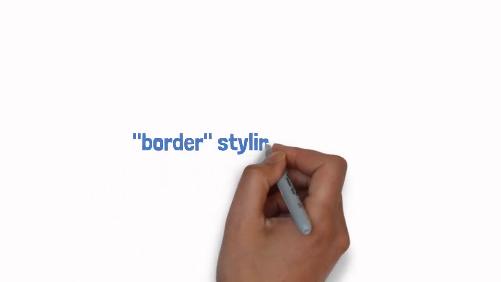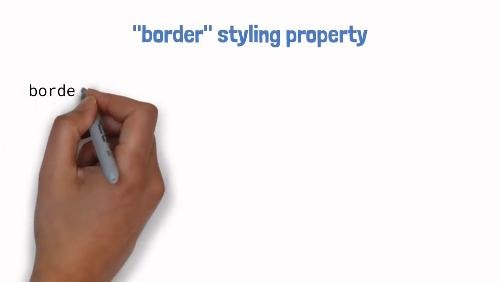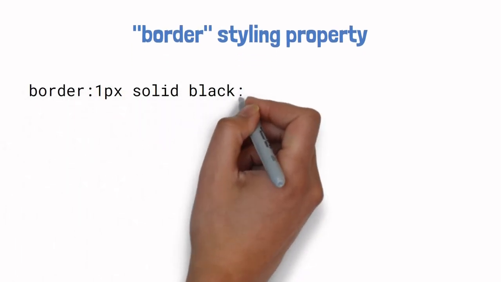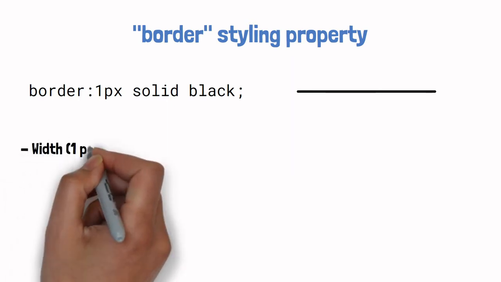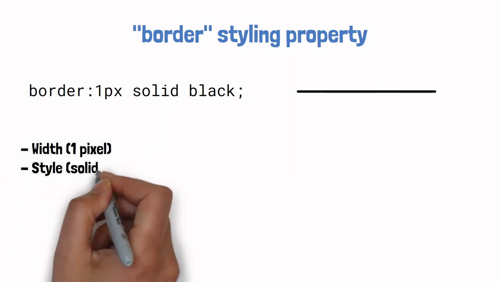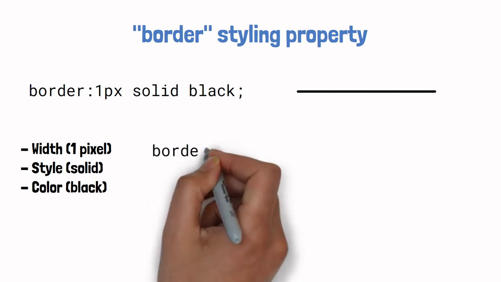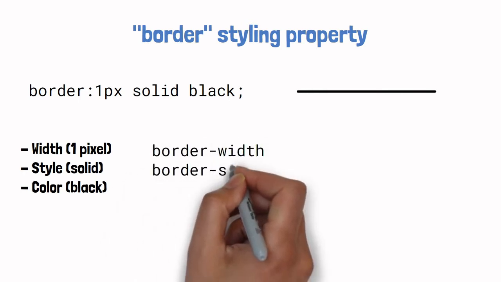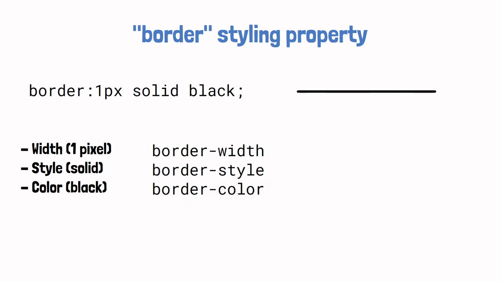Okay, so let's understand more about the styling we added to the simple table before, starting with the border property. When we write 1 pixel solid black, we define the border to look like this line here. The border property is actually a shortcut to customize 3 properties at once. The width, here we defined it as 1 pixel. The border style, here defined as solid. And the color, here defined as black.